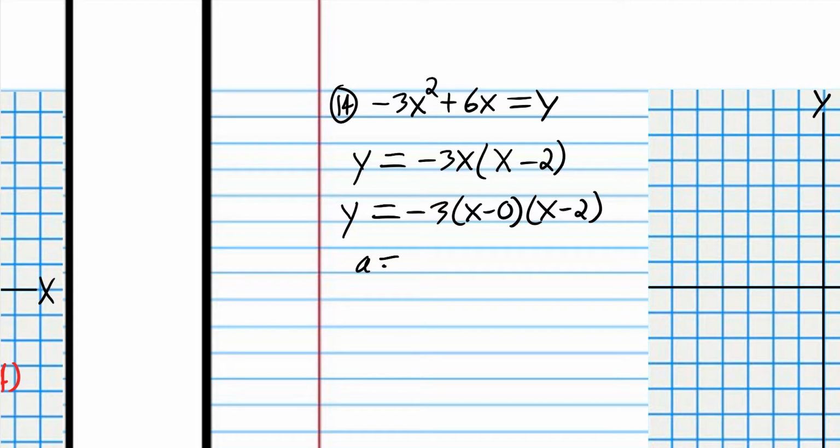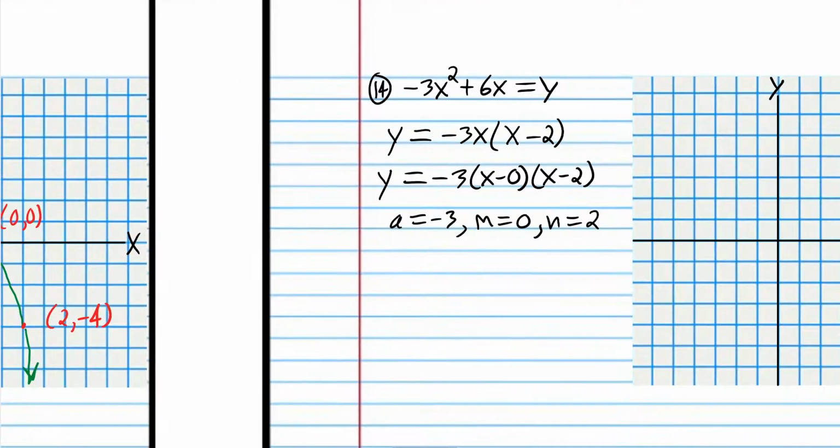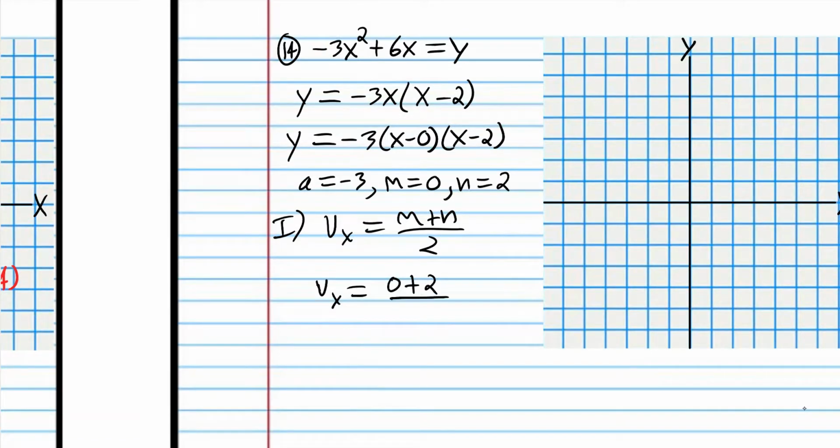So a is negative 3, and m is 0, and n is 2. Remember, the signs change. That's negative 2, so we have to change it to positive 2. And 0 doesn't really matter what the sign is. So now, again, you don't have to use this formula, but I just want you to know how it's used. We can use that formula to find the x value of the vertex. 2 over 2, and the x value of the vertex is 1.